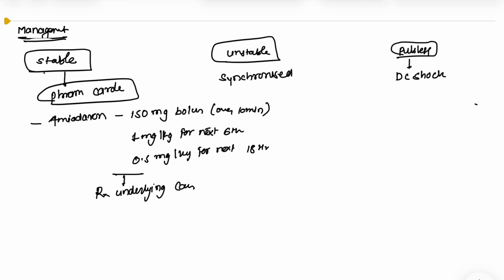So I hope you have a fair idea about the management with respect to stable, unstable, and pulseless patients. So what is the importance of this stable, unstable, and pulseless patient? Now in the exam, they are not going to state that the patient is stable, unstable, or pulseless. They will give you the findings, and according to those findings, you have to mark a question about the management. Okay, so this is about ventricular tachycardia, that is, monomorphic ventricular tachycardia.